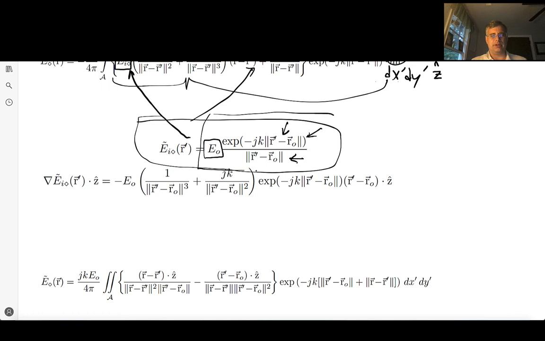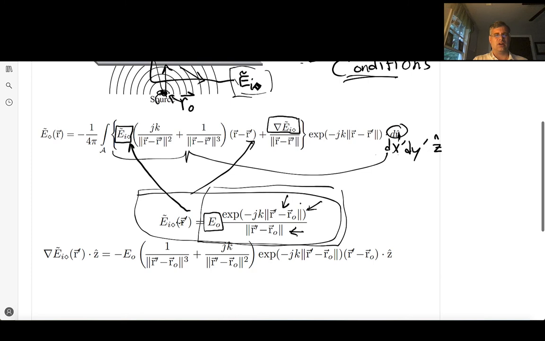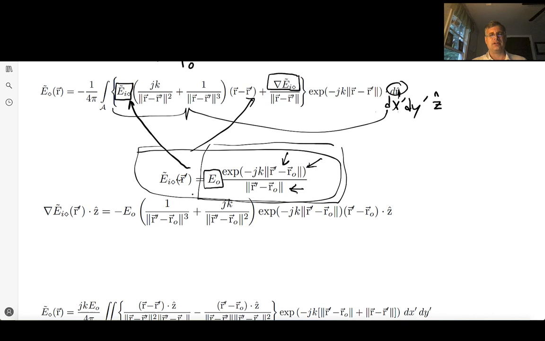Now, what if the incident field has this formula, and this satisfies this equality, the gradient of that field dotted into Z, because ultimately that's the only component that we care about here, our integral formula dotted into Z is equal to minus E naught, and when I do that gradient formula, I get this formula here, 1 over magnitude of that distance between the two vectors cubed plus jk magnitude squared of that same distance times the phase term times this r prime minus r naught.